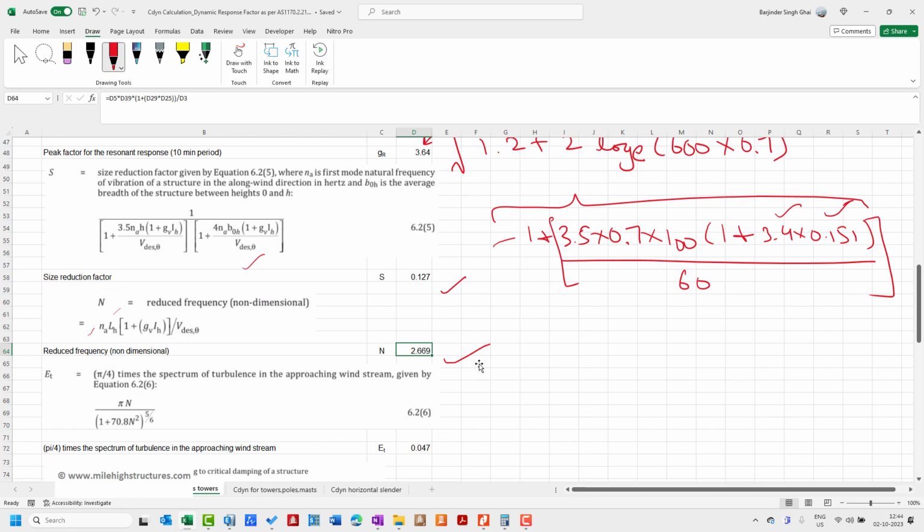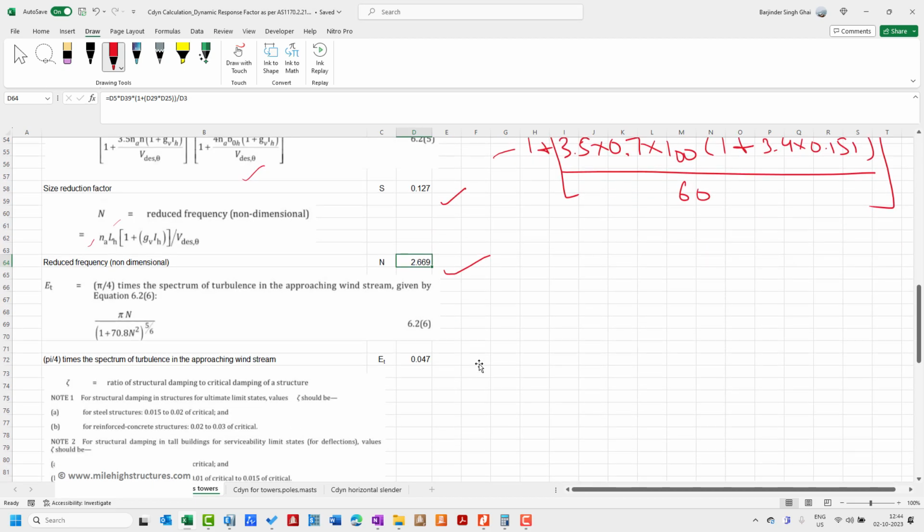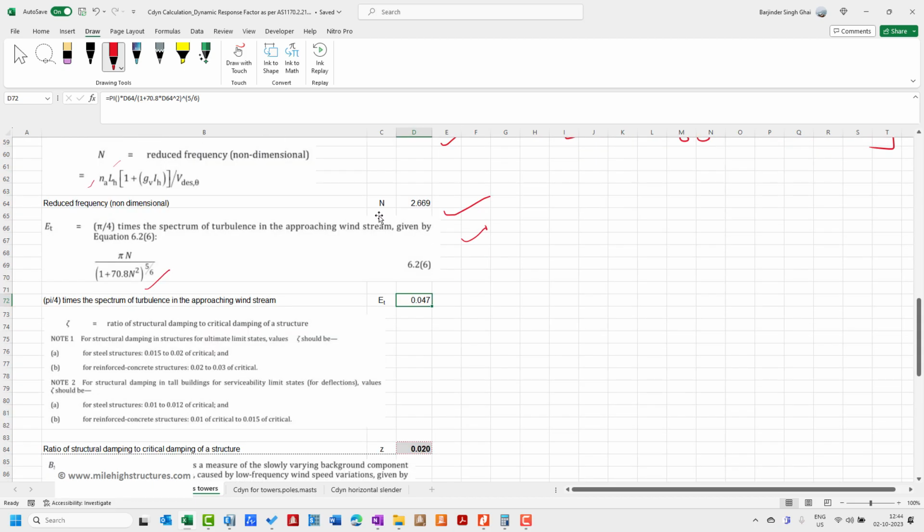So after that, we can calculate the value of the ET. ET here is basically pi by 4 times the spectrum of turbulence in the approaching wind stream, given by this particular equation. We can simply calculate that. That is pi into N, where N is the reduced frequency, divided by 1 plus 70.8 N square to the power of 5 by 6. That gives us the value of ET as 0.047.